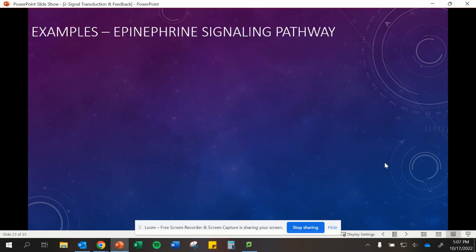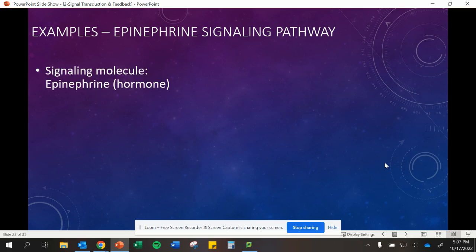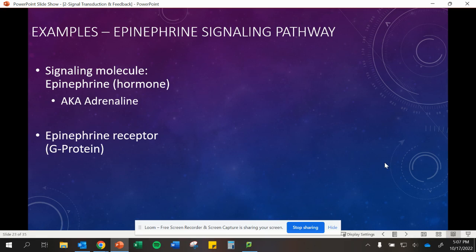Okay, so our first example of a pathway is the epinephrine signaling pathway. So for this, we have a signaling molecule, or a ligand, and that's going to be epinephrine, which is a hormone. It's also called adrenaline. We're going to have something called a G protein receptor. It's just the receptor for epinephrine, and I'll talk a little bit later about what a G protein is. And then we have the second messenger that is sent, and that's going to be cAMP, or sometimes referred to as cyclic AMP.